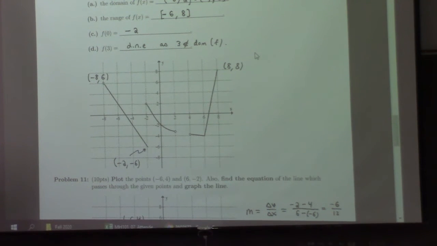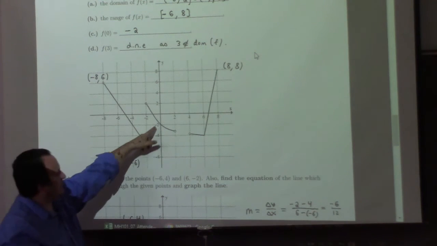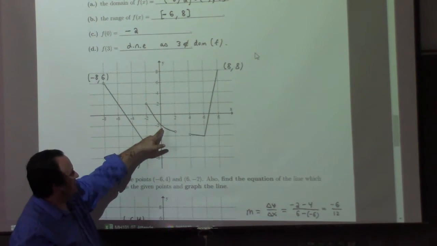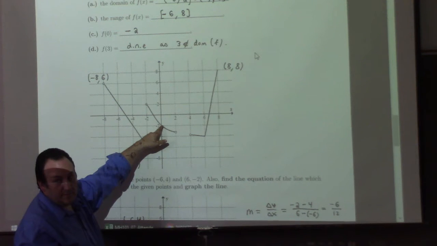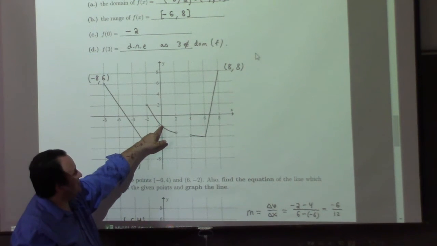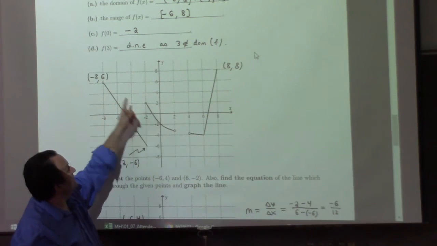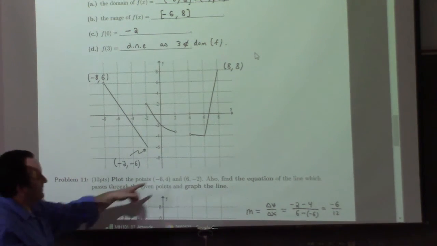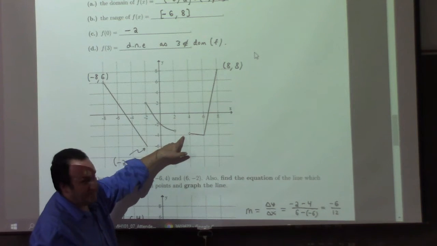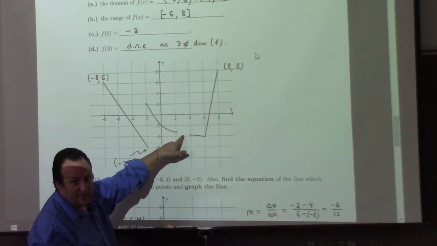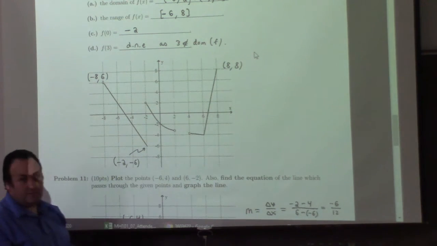f of 0, so the input is 0. The output is minus 2. So this point here is 0, comma, f of 0, which you can see from the graph is minus 2. So f of 0 is minus 2. f of 3, well, that's in no man's land over here. There's no value for the function given there. So you could say not available or does not exist would be fine.